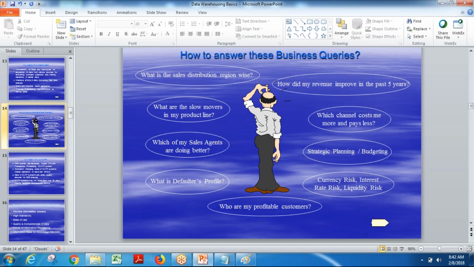By understanding all these questions, they take decisions. That's why your data warehouse is called a decision making system. It's called a decision making system.